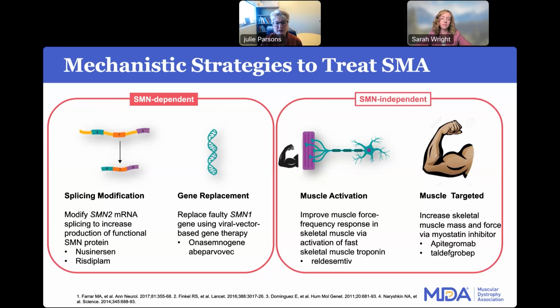But we also have SMN-independent therapies. None of these are FDA approved at this moment, but clinical trials are ongoing. We look at the idea of muscle activation: is it possible to improve the muscle force frequency with an agent such as reldesemtiv, or muscle-targeted agents? Can we increase skeletal muscle mass and therefore force using a myostatin inhibitor such as apitegromab or taldefgrobep alfa? Next slide.